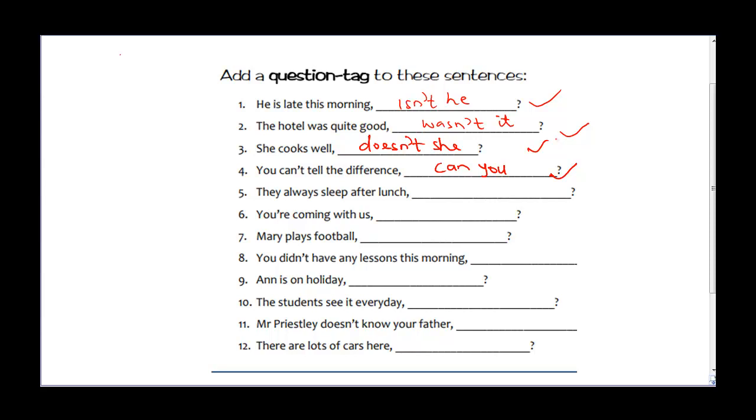The fifth question says, they always sleep after lunch. They always sleep after lunch. Don't they? Remember, this is what? A positive statement. So you have to bring in what? A negative tag. Don't they?